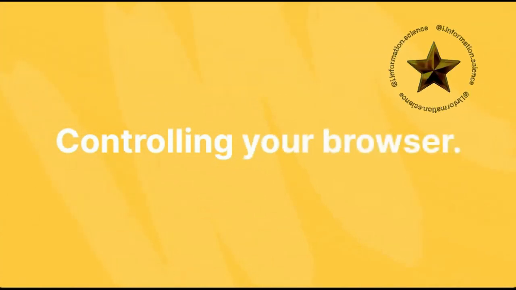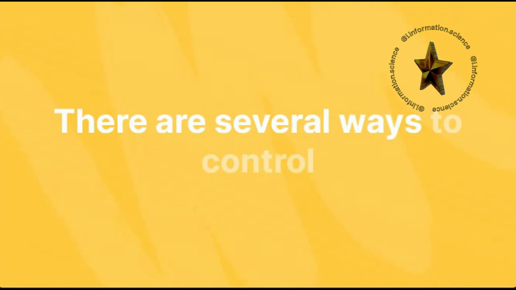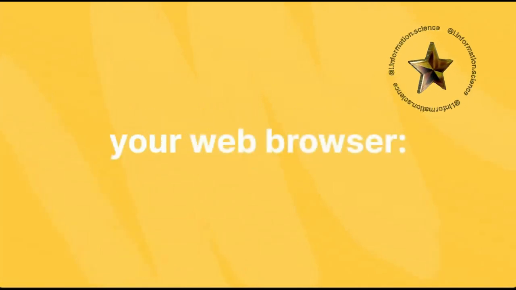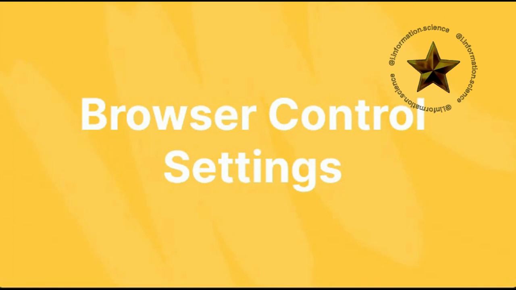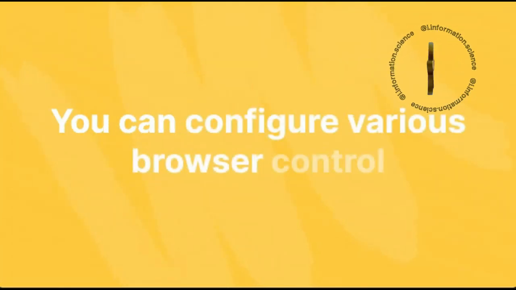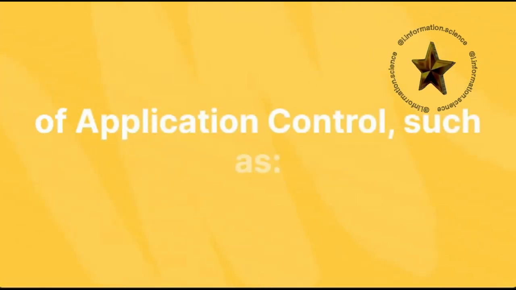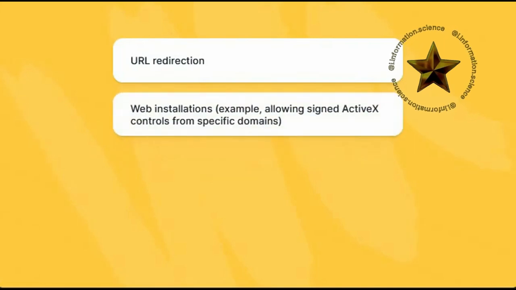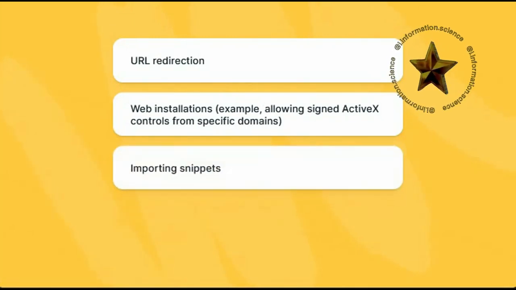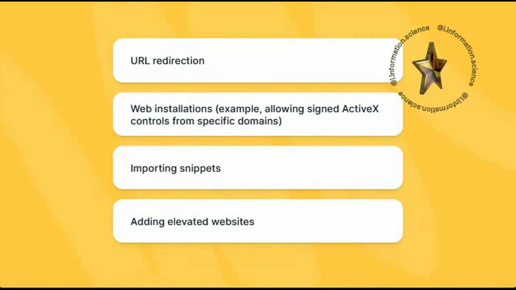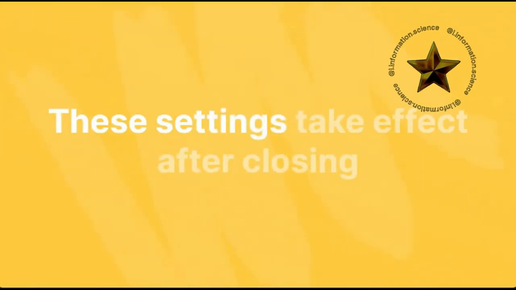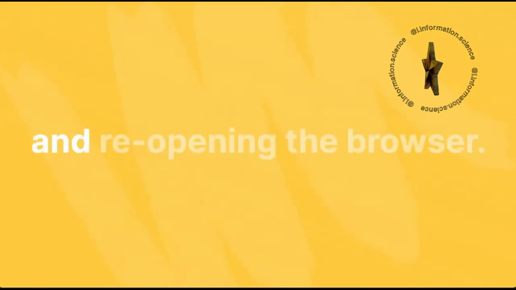Controlling your browser. There are several ways to control your web browser. Browser control settings. You can configure various browser control settings in the browser control node of application control, such as URL redirection, web installations, for example, allowing signed ActiveX controls from specific domains, importing snippets, adding elevated websites. These settings take effect after closing and reopening the browser.